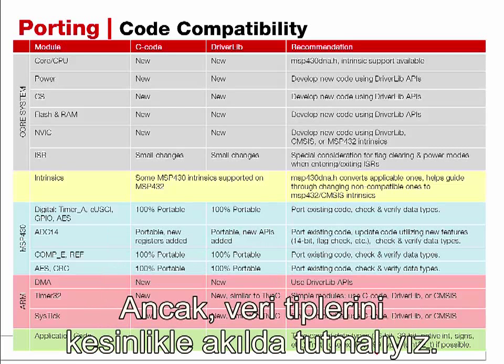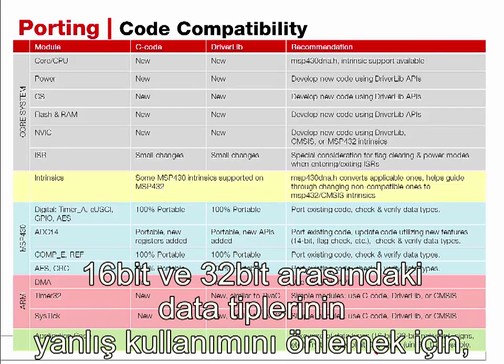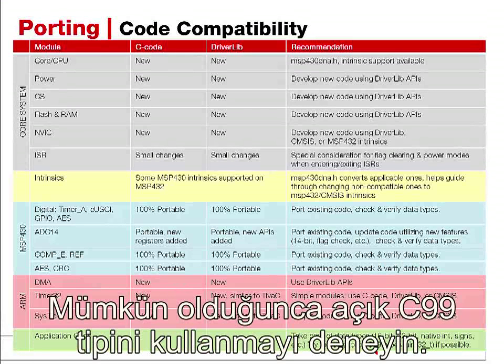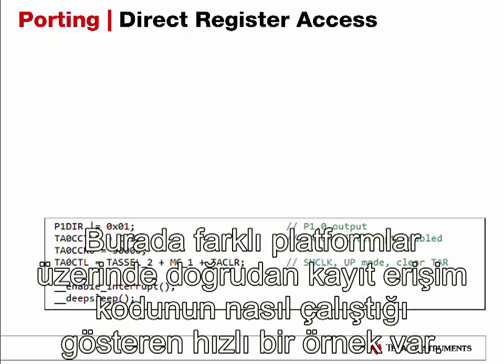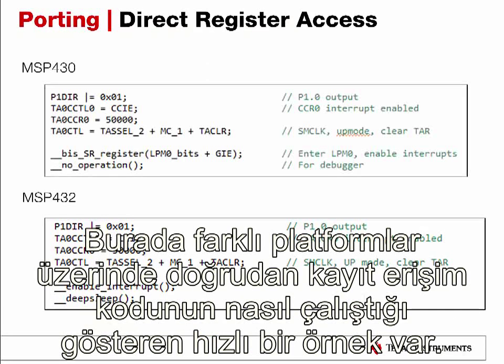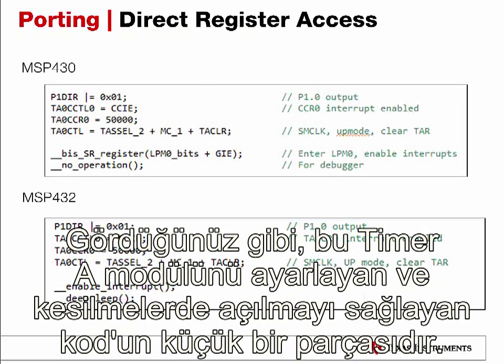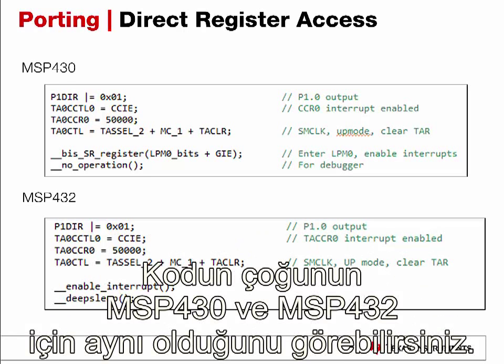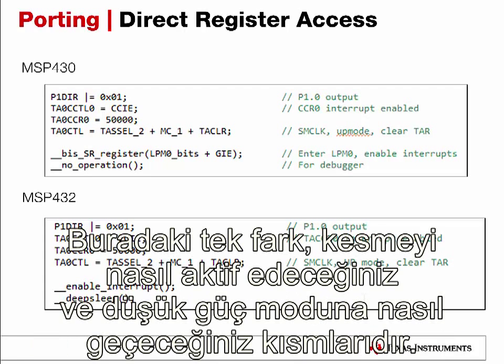However, one thing to definitely keep in mind is the data type. In order to prevent any misuse of data types between 16-bit and 32-bit, try to use explicit C99 types whenever possible. Here's a quick example of how direct register access code works across the different platforms. As you can see, this is a small piece of code that configures the Timer A module and turns on the interrupt. You can see that most lines of code are identical across MSP430 and MSP432. The only difference here is how you enable interrupt and how you go to low power mode.